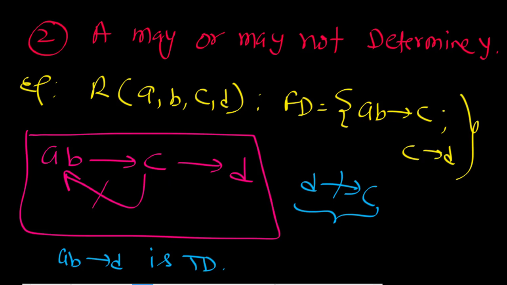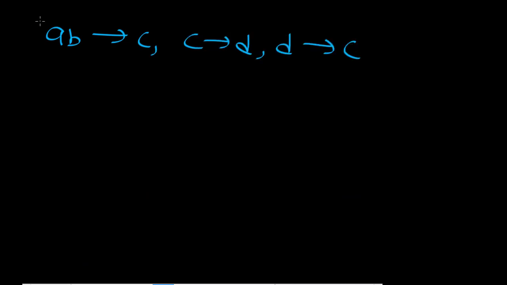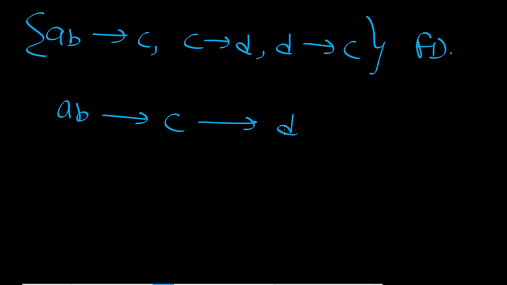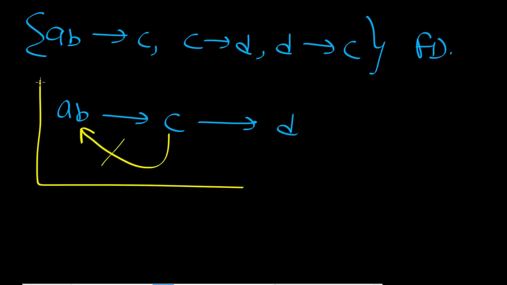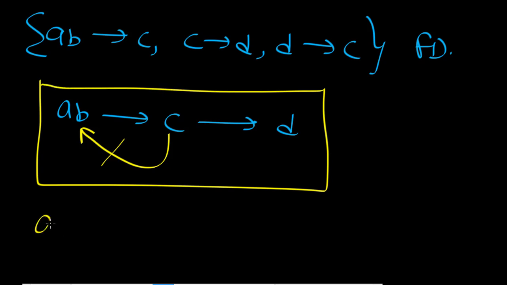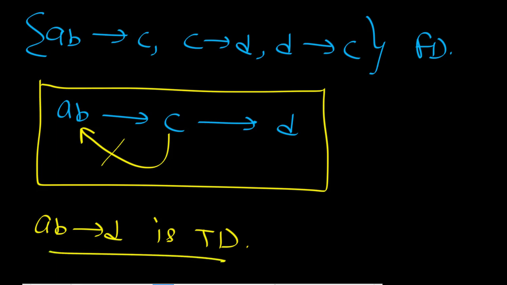But we can take another example where it will happen. Just consider this example: AB determines C, C determines D, D determines C. Consider this set of FDs. Now AB determines C, C determines D. Here C cannot determine AB. So this is the definition of transitive dependency. We can say AB determines C is a transitive dependency. But you can notice that here D is determining C.